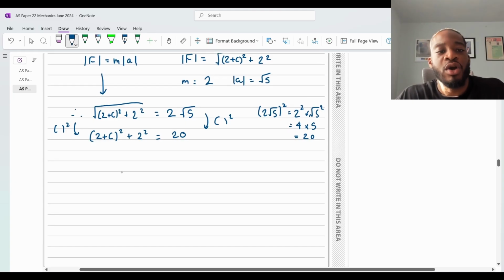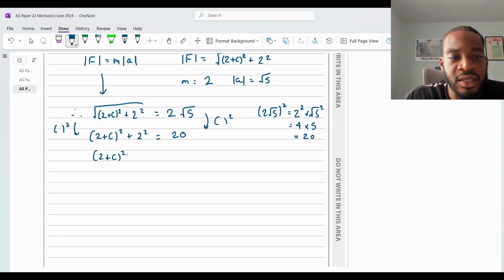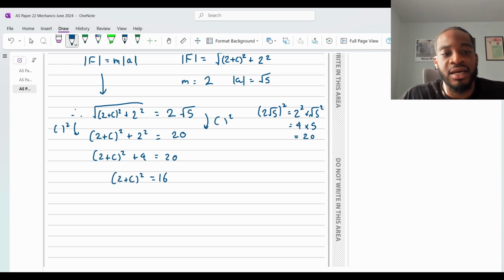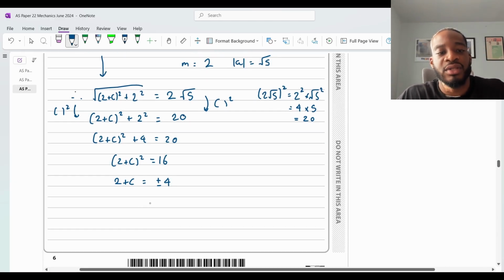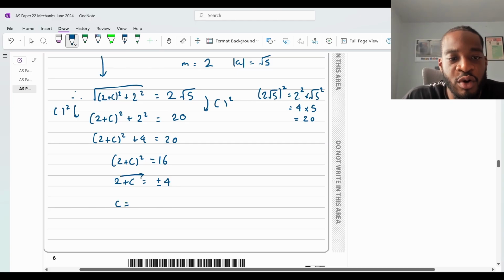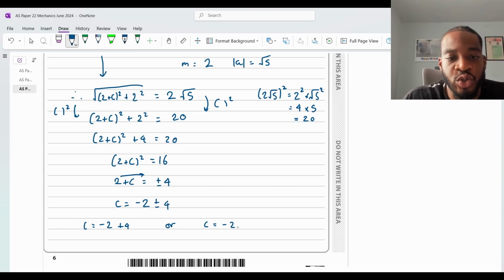Okay, so now we're here. Let me write this as 4: (2 + c) all squared plus 4 is equal to 20. Move the 4 over, and I get 16 on this side and (2 + c) squared on that side. Square root both sides: 2 + c is going to equal the square root of 16, which is 4, but plus or minus. Then c is going to equal, if I take away the 2, minus 2 plus or minus 4. So either c equals minus 2 plus 4, or c equals minus 2 minus 4. Minus 2 plus 4 is just 2.